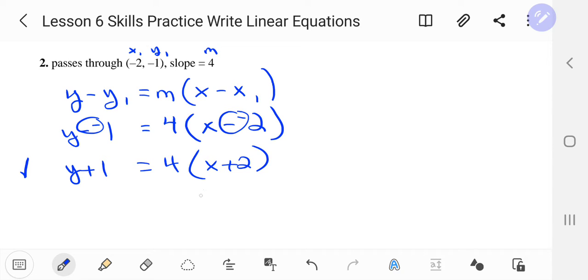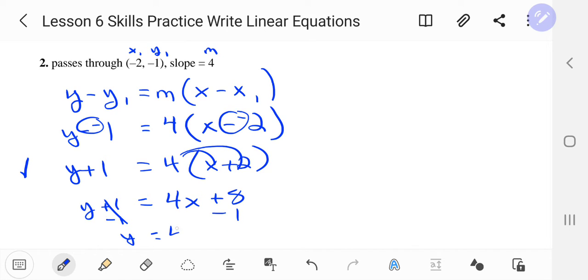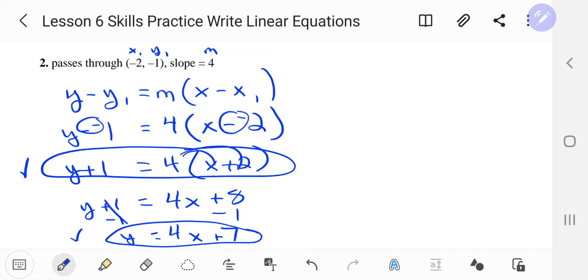But now I got to change this into slope intercept form. And how do I do that? Step 1, distribute. Boom, boom. y plus 1 equals 4x plus 8. Second step, isolate the y. So I got to get rid of this plus 1. I'm going to subtract 1. Subtract 1. y equals 4x plus 7. Boom and boom. I got both of my equations.